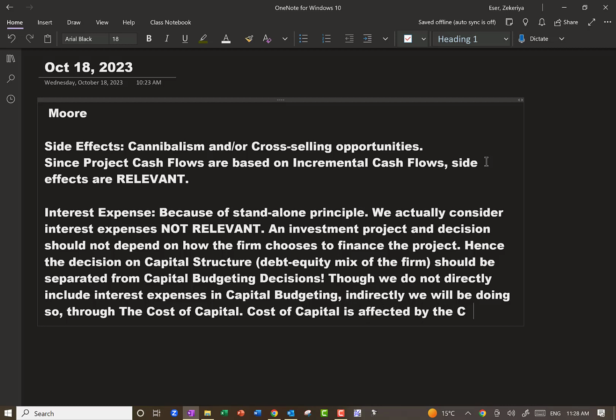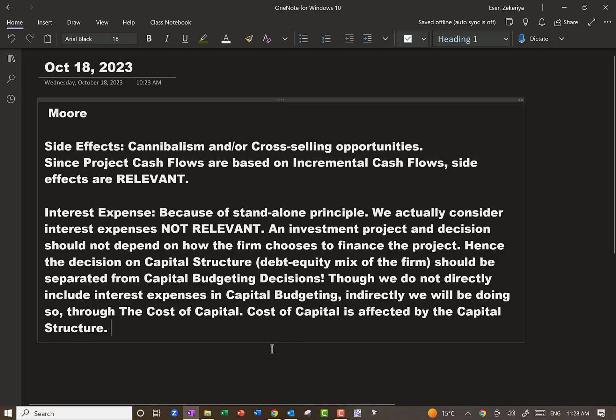affected by the capital structure. Because equity capital and debt capital have different costs. So depending upon how much debt you're using, that cost of capital is going to change. But in terms of looking at the cash flows of the investment project, we don't care about the interest costs.